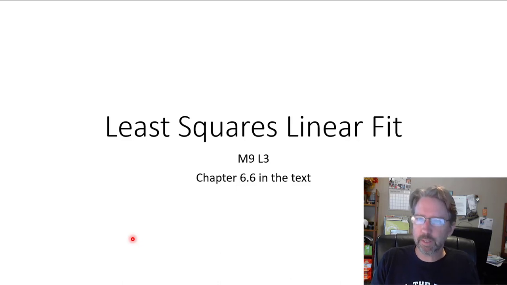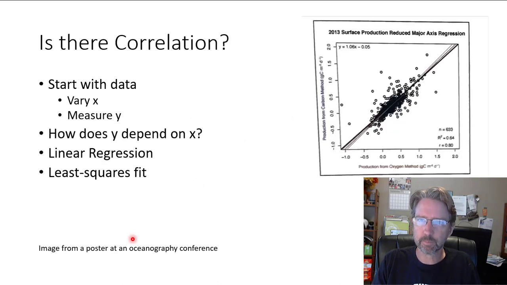All right, so let's look at how to do the least squares linear fit. Again, we're starting with data where we varied x and measured y, and we can now tell if there's correlation using the correlation coefficient. What we'd also like to know is, how does y depend on x? What's the function to calculate y given an x? This is called linear regression, also called a least squares fit.